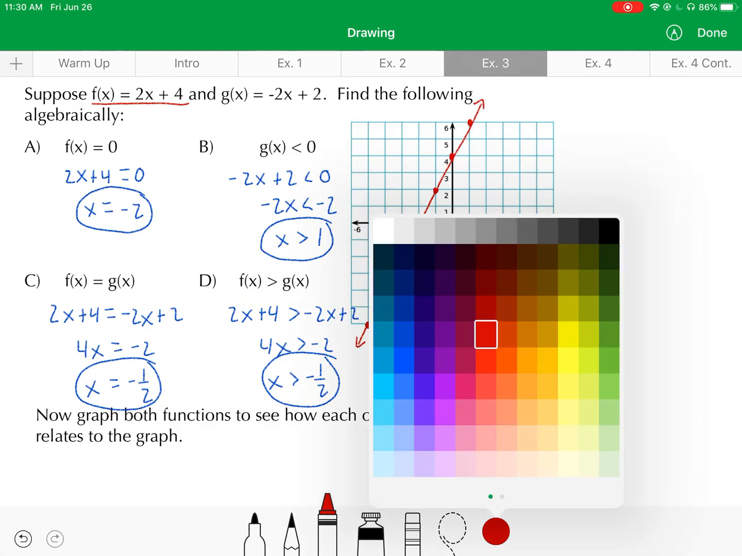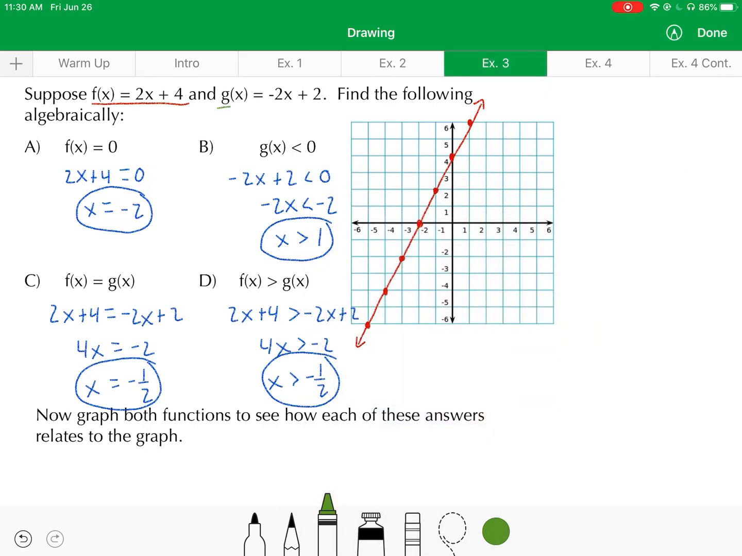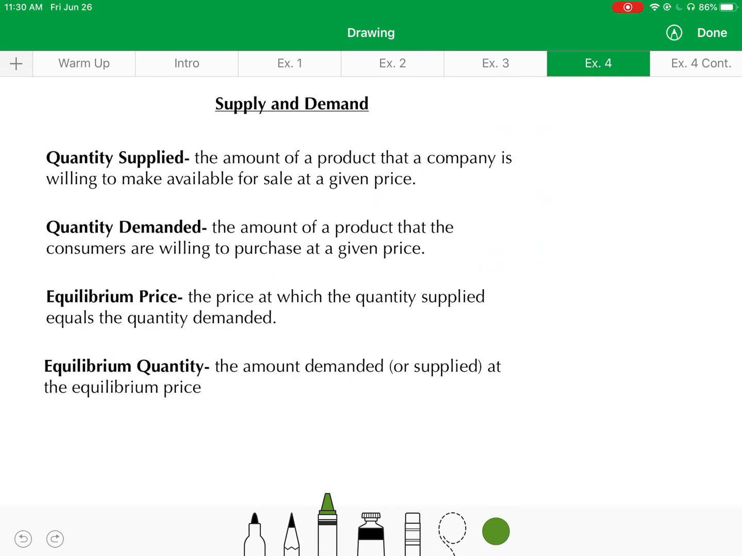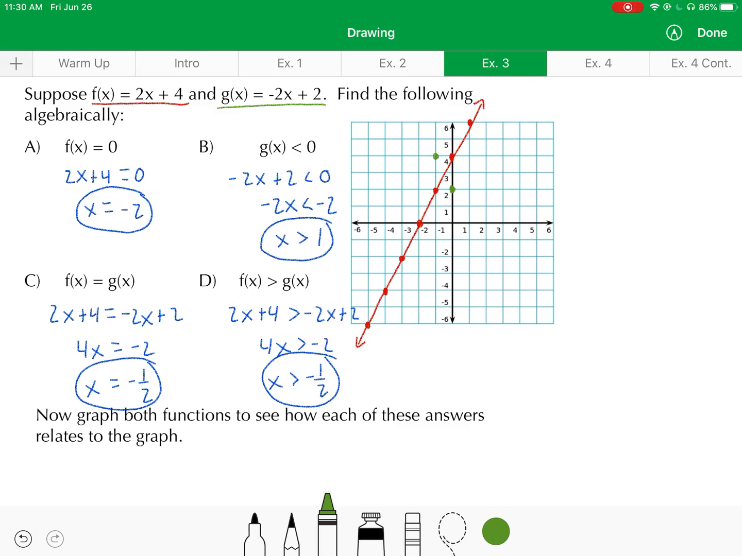And then I'll graph g of x. Let's do it in green. Y-intercept is 2. Slope is negative 2. So this time when I go up 2, I'm going to go left 1. Or if I go down 2, I'll go right 1.